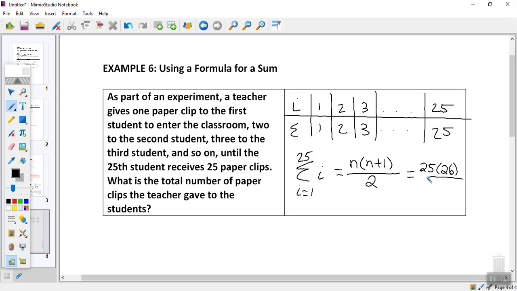26 divided by 2. Okay? Somebody punch that in. 25 times 26. What is it? 325 paper clips there. That is. Okay? 325 paper clips to hand out.